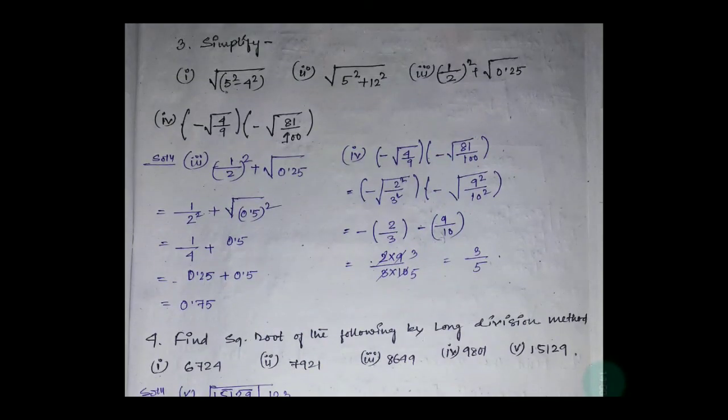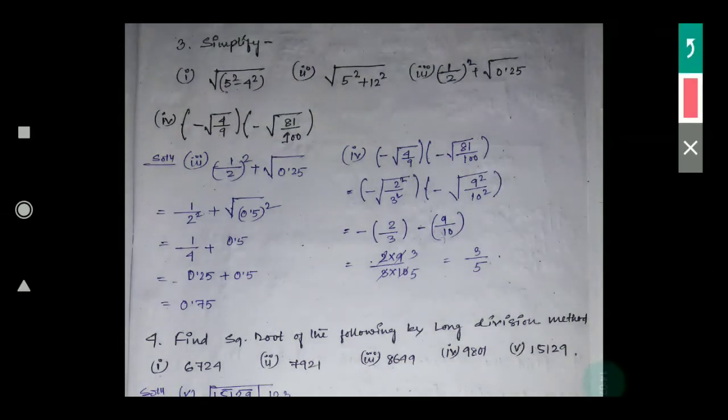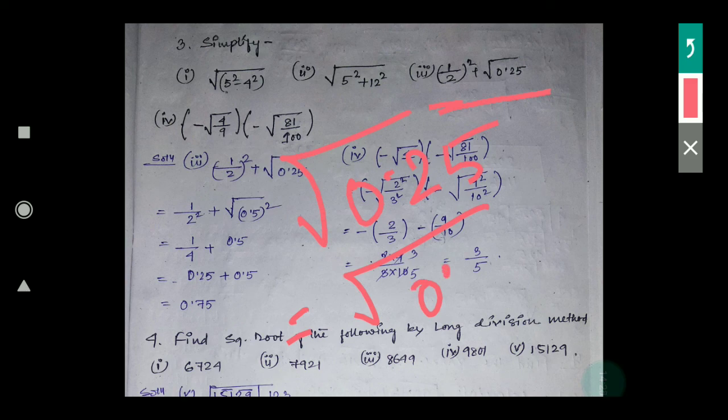Now question number 3, simplification. Here number 1 and number 2 you can do by yourself. This number 3 I have done. So 1 by 2 square, plus square root of 0.25. 1 by 2 square I have written, or you can write 1 by 4. But 0.25 means 2 decimal places. 25 means 5 square, so I can write 0.5 whole square. Then only if I multiply 0.5 into 0.5 will I get 0.25.